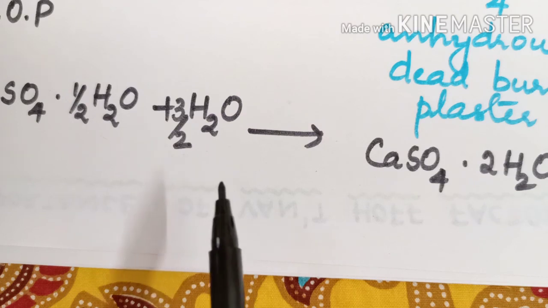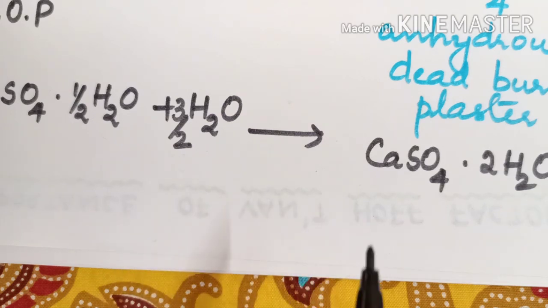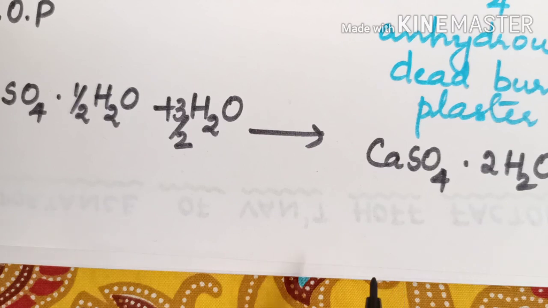and this property of plaster of Paris is used for making statues. It is used for immobilizing the affected part during bone fracture, sprain, etc. It is also used in dentistry.